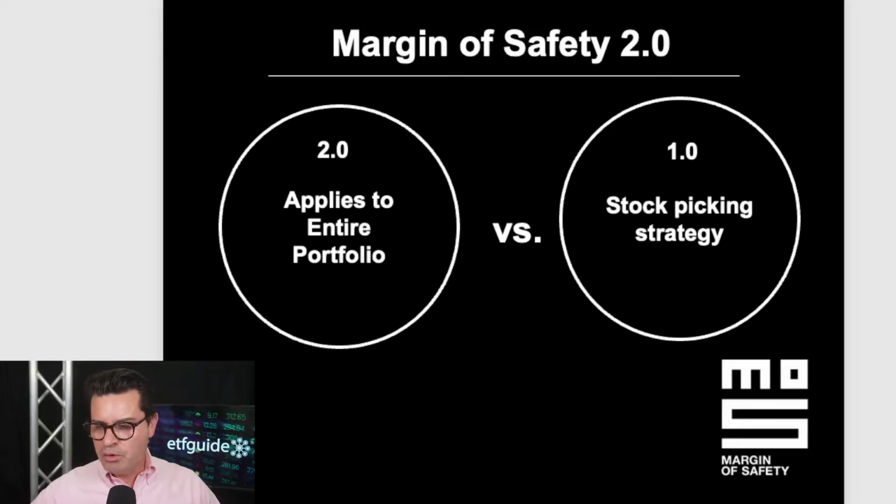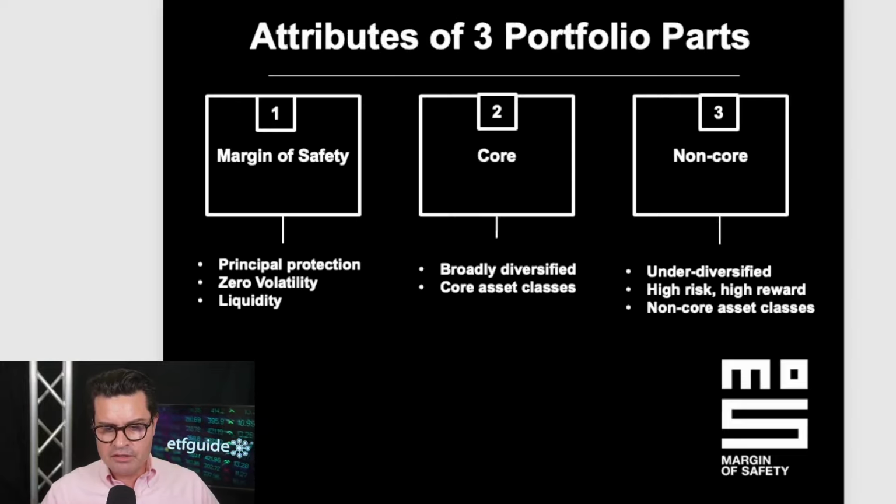2.0 is more extensive than 1.0 because 2.0 applies to your entire investment portfolio. It's not just a one-dimensional strategy for picking stocks. What I'm saying is that Ben Graham's original idea of portfolio safety applies to how an investor manages their entire portfolio, not just to how they pick the individual pieces of that portfolio.